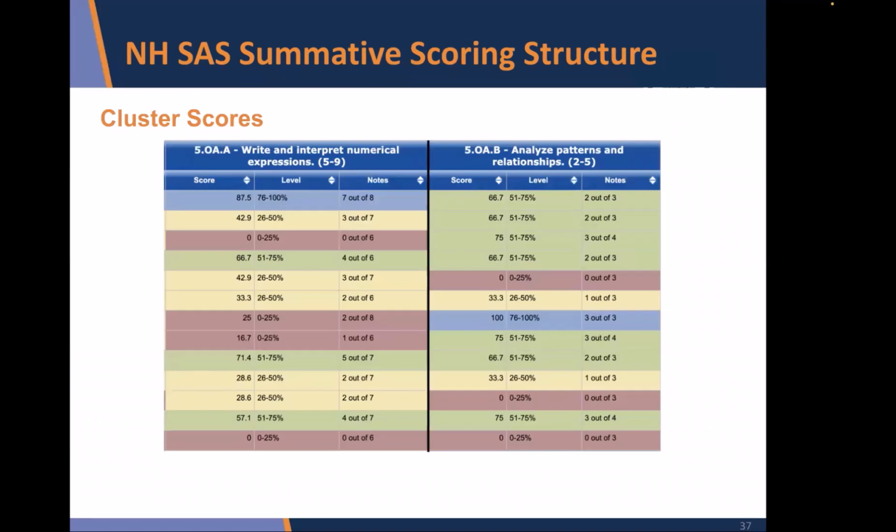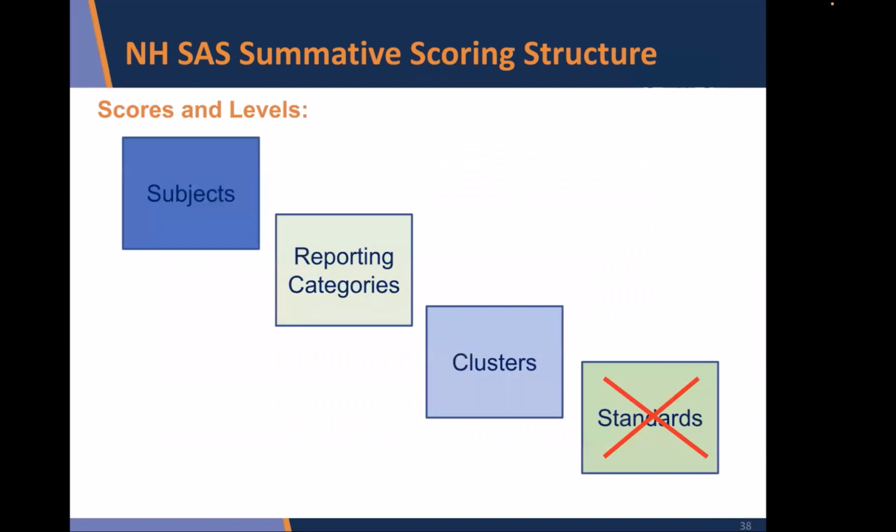So for this here as well, I just wanted to show you a couple of different things. So we've got write and interpret numerical expressions, and then analyze patterns and relationship, bringing this a little bit more into view from the last screen. So the possible points are here, and the percentage is here. For the summative scoring, it does not get down to the actual standard level. The cluster level is the only, that's as granular as it gets. We don't get to see down to the specific standard level in Performance Plus.